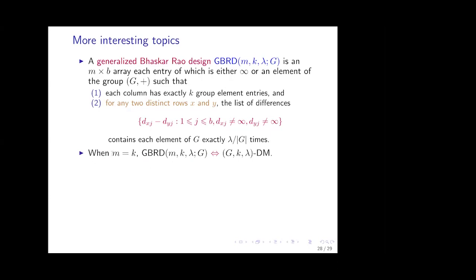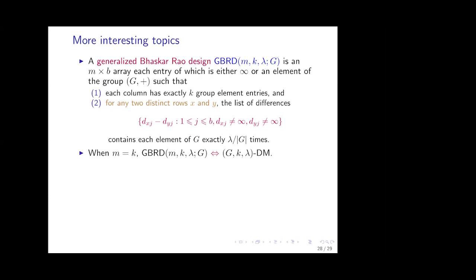When m equals k, according to the first condition of the definition, each column has exactly k group elements. With m equal to k, where m is the number of rows, the infinity cannot appear in the rows. So in this case, a GBRD is just a difference matrix. They are equivalent, so this concept is a generalization of the difference matrix.